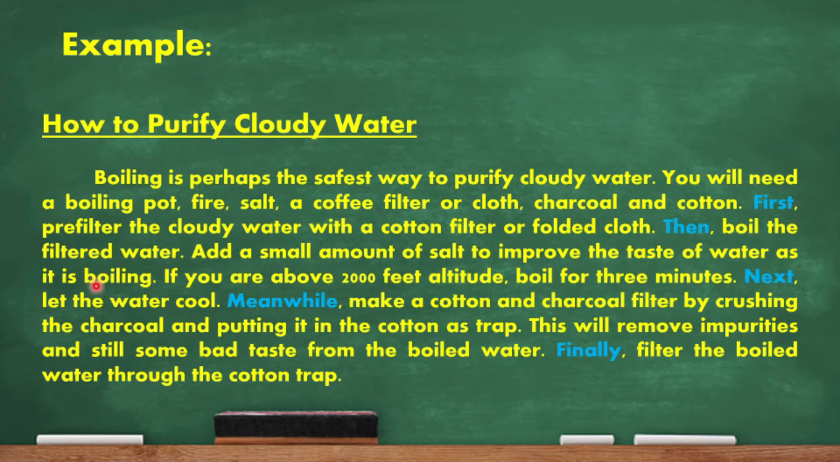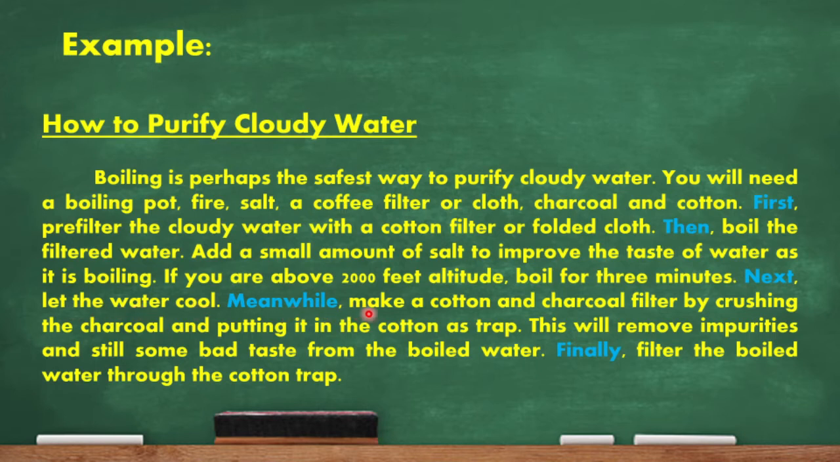First, pre-filter the cloudy water with a cotton filter or folded cloth. Then, boil the filtered water. Add a small amount of salt to improve the taste of water as it is boiling. If you are above 2,000 feet altitude, boil for 3 minutes. Next, let the water cool.